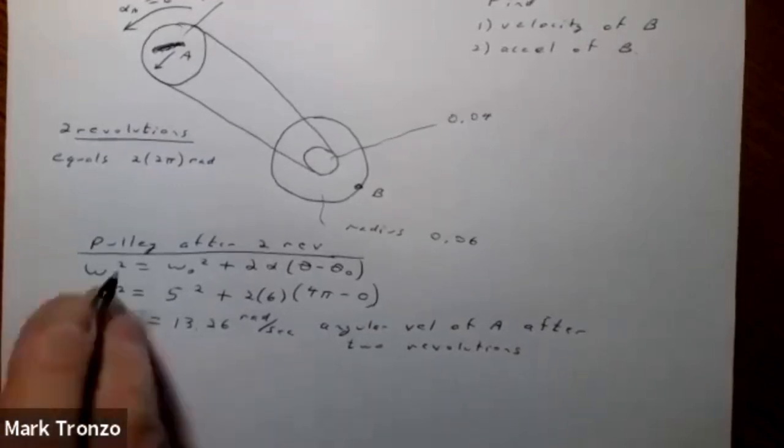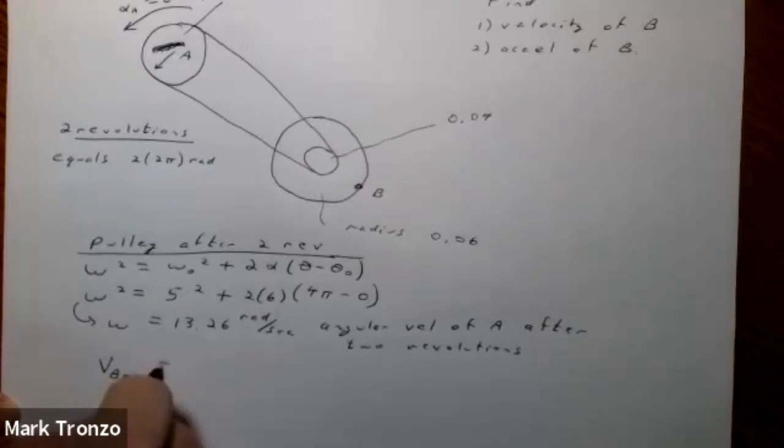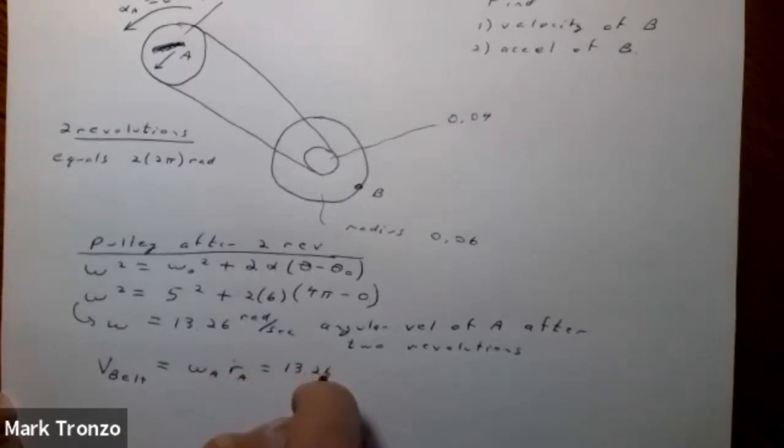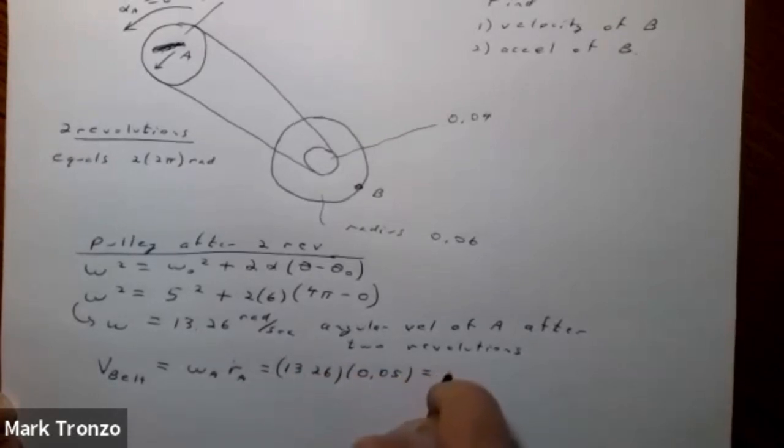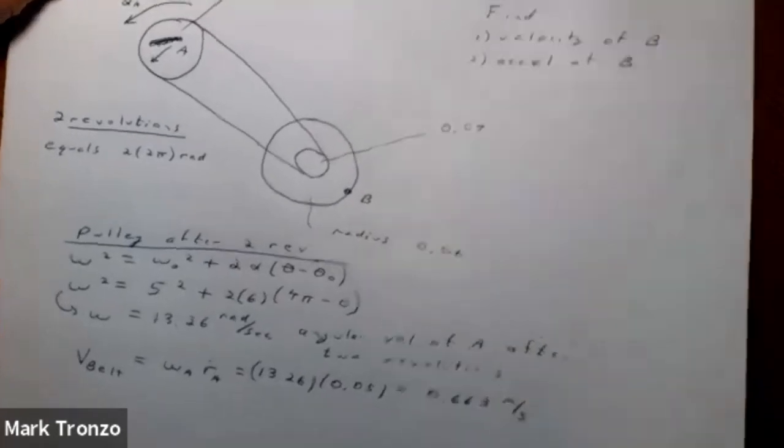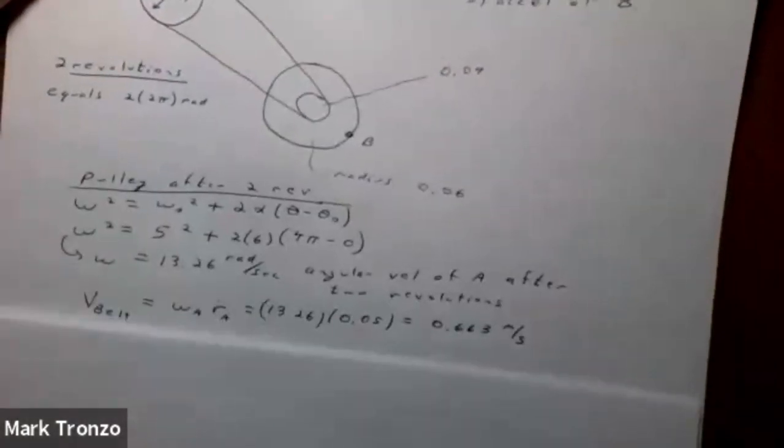And so the velocity of the belt is simply the radius of A times the angular velocity of A. That's 13.26 times the radius of A, which was 0.05. That gives us about 0.663 meters per second. That's the velocity of the belt. Once we know the velocity of the belt, we can look at pulley C, because the belt goes around A to C. Remember, the belt is always going to have the same velocity all the way around. So when it's at C, it has the same velocity there.